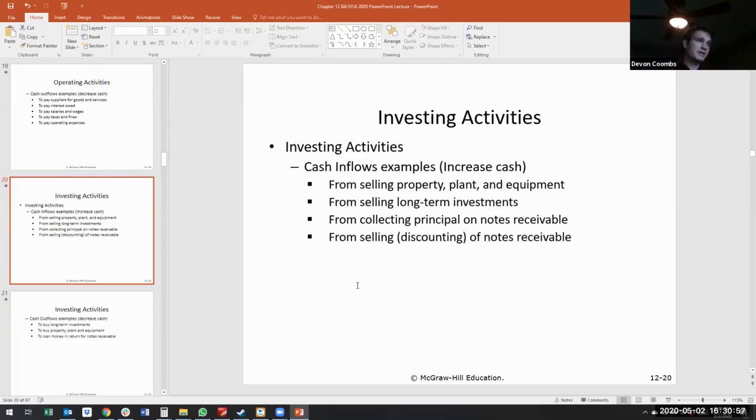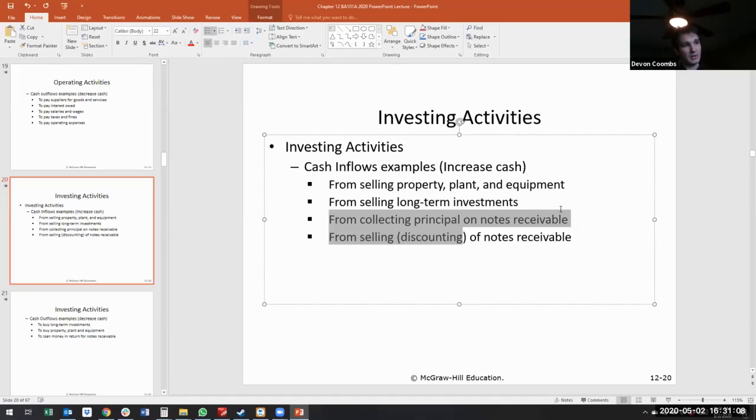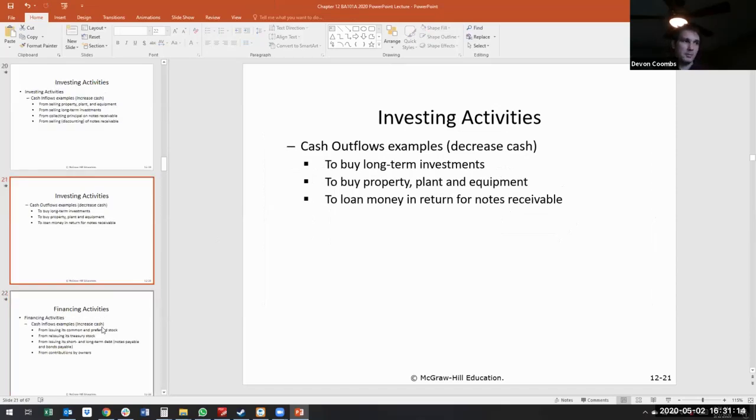Examples of inflows from investing activities: if we sell long-term assets, plant, property, and equipment. We sell long-term investments, again, long-term assets, anything over a year. If we collect principal on a notes receivable that was long-term. If we're selling or discounting our notes receivable. Cash outflows might be if we're buying those investments, buying that property and equipment, or loaning money in return for a notes receivable.